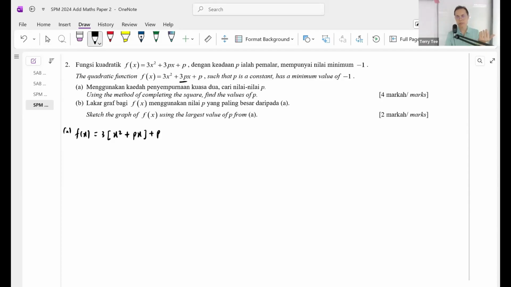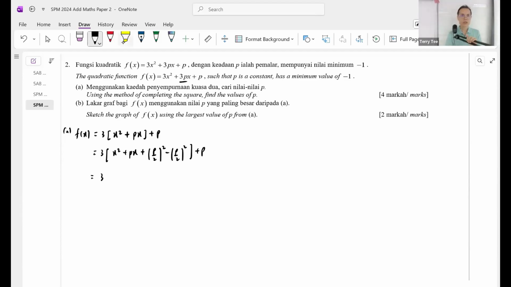Yeah, I don't want to factorize the 3 from p. If you want, you can. Then you get p over 3 inside the bracket. Second step, we add the number. The number that we are adding is half of the coefficient of x, in this case p. So p over 2, you square it, then you minus the same thing off, right? This method is called completing the square.